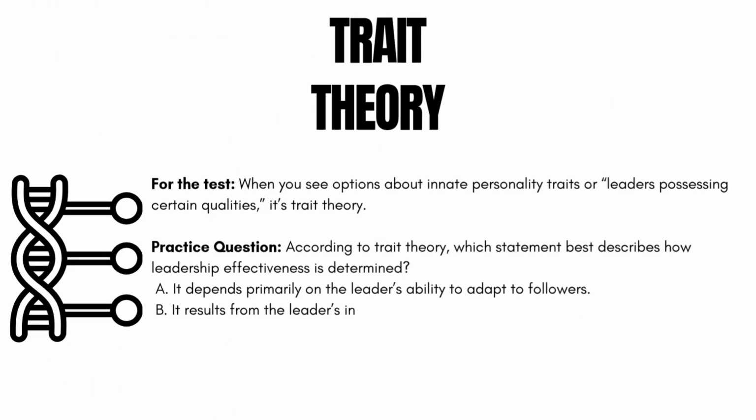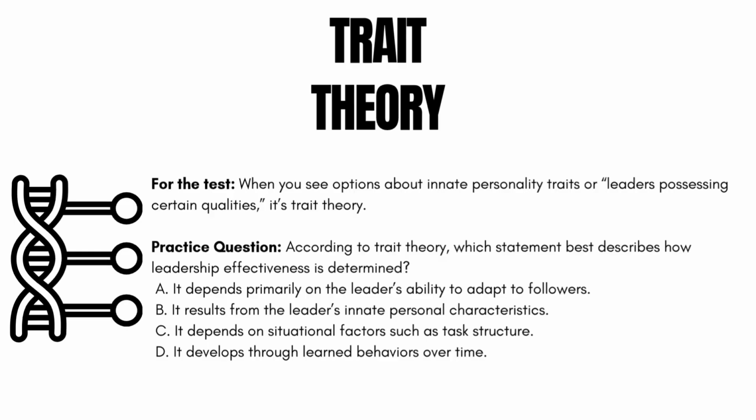So now for the test. When you see options about innate personality traits or leaders possessing certain qualities, that's trait theory. Here's a practice question. According to trait theory, which statement best describes how leadership effectiveness is determined? A. It depends primarily on the leadership's ability to adapt to followers. B. It results from the leader's innate personal characteristics. C. It depends on situational factors, such as task structure. Or D. It develops through learned behaviors over time. The answer is B. It results from the leader's innate personal characteristics.